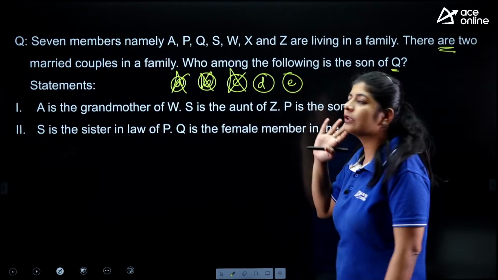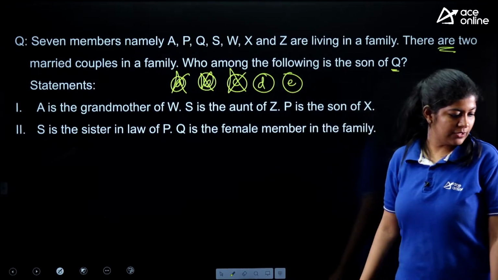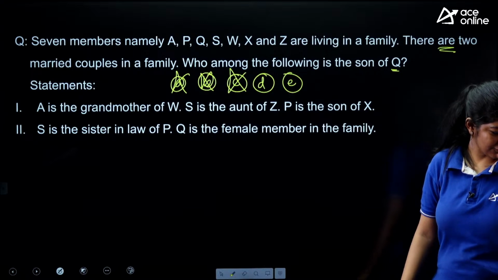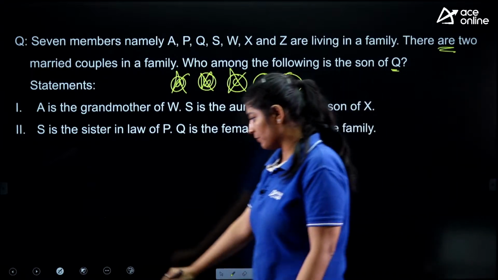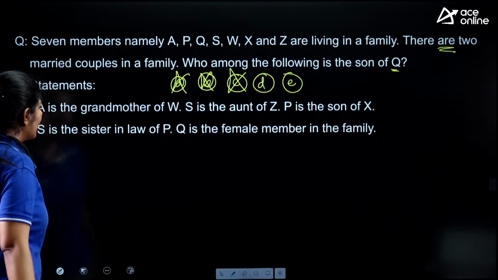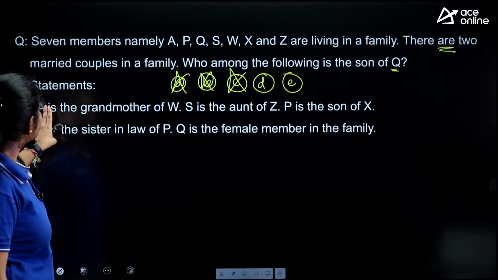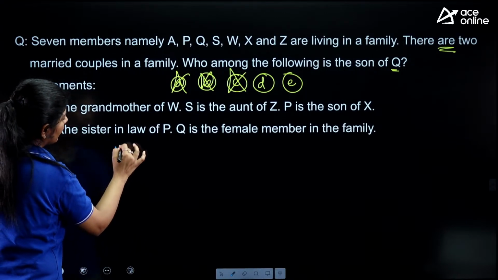Now we are only left with 2 options, right? Thank you so much, Radhe. Option D, yes, option D is the correct one. Now, see, statement number 1 is saying that A is a grandmother.